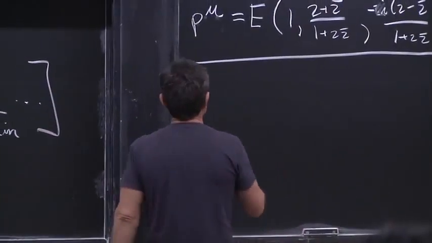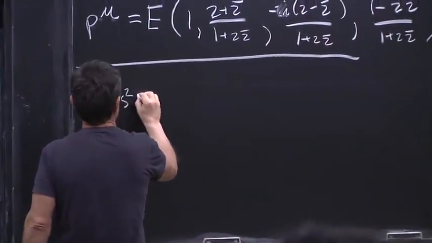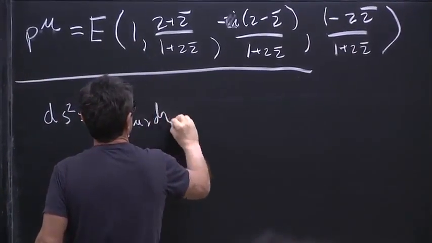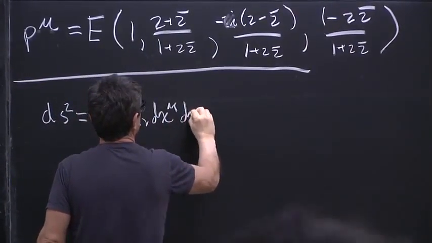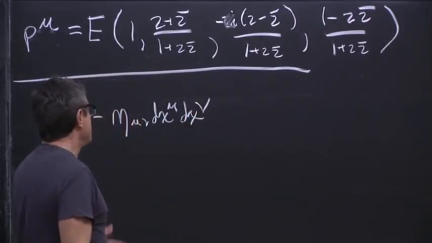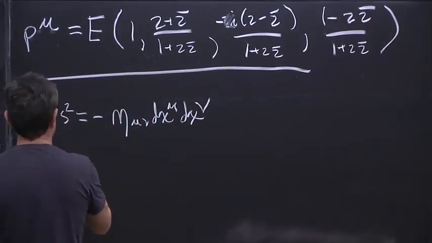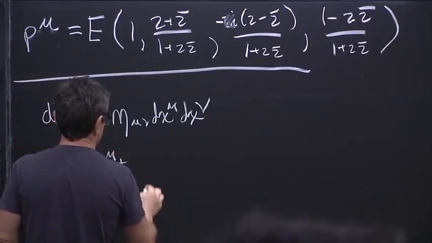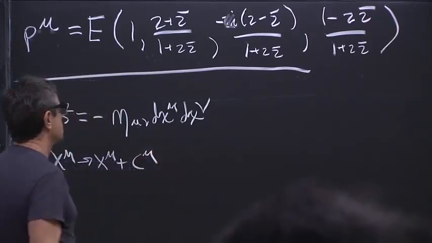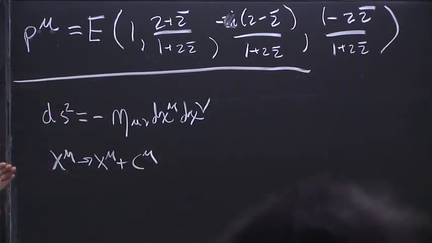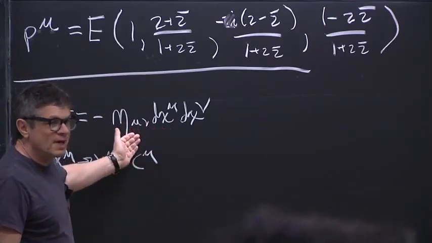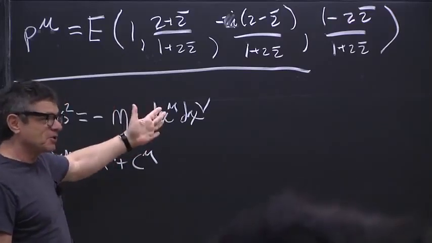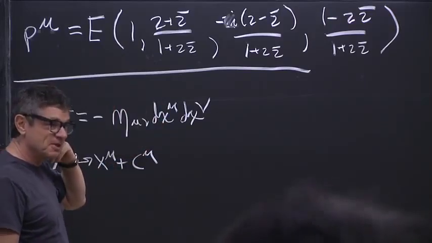So the Minkowski coordinates, ds squared is equal to the standard flat metric, eta mu nu dx mu dx nu, and it is manifestly invariant under translations. x mu goes to x mu plus any constant c mu. But if you want to verify invariance under Lorentz transformations, it's not very hard. You've all done it, but it's a little more work. You don't just look at it and see that it's invariant under Lorentz transformations.